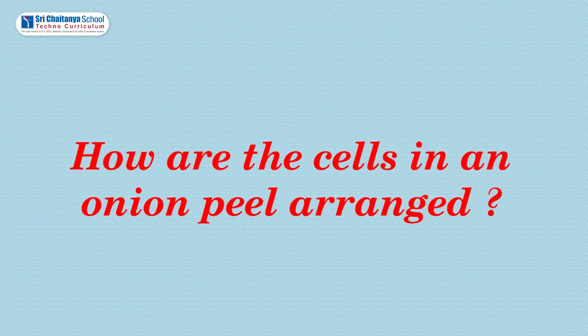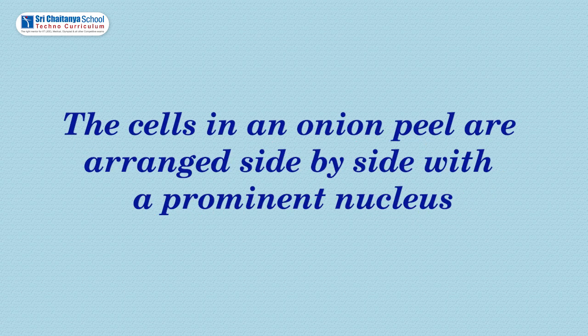Children, I will evaluate with two or three questions. So now be ready to answer. How are the cells in an onion peel arranged? Anyone? Guess the answer for this question. The cells in an onion peel are arranged side by side with a prominent nucleus.